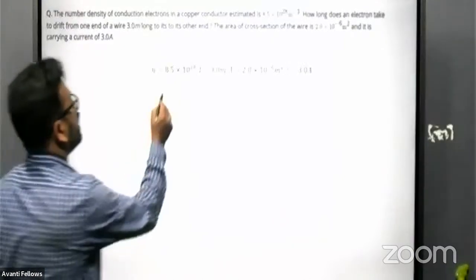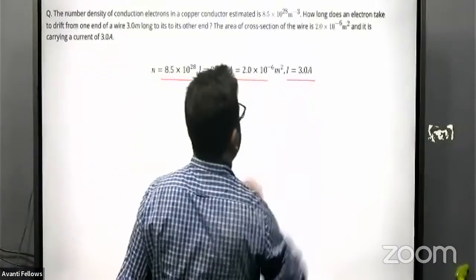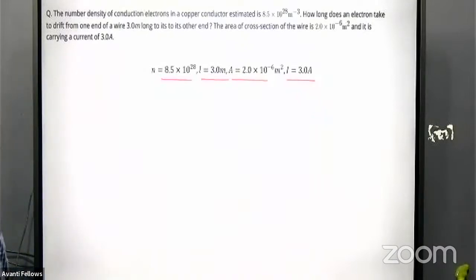Now let's see some numericals. The first one: the number density of conduction electrons in a copper conductor is estimated to be 8.5 into 10 power 28 per meter cube. How long does an electron take to drift from one end of a wire 3 meter long to its other end? Area of cross section is given as 2 into 10 power minus 6 meter square, and it is carrying a current of 3 ampere. So the given quantities here are n, number density, length, area, and current. Which equation do we have to use?